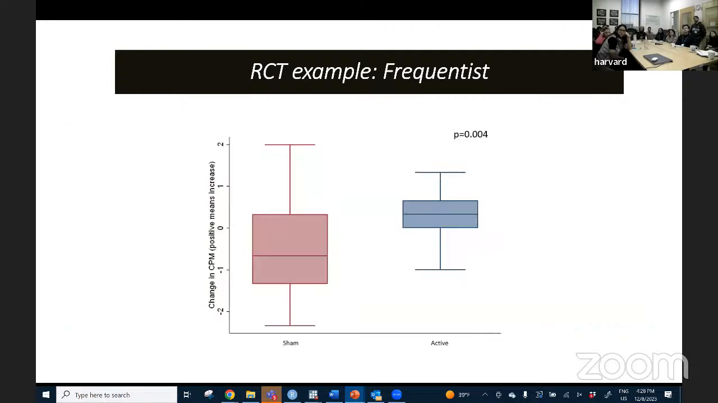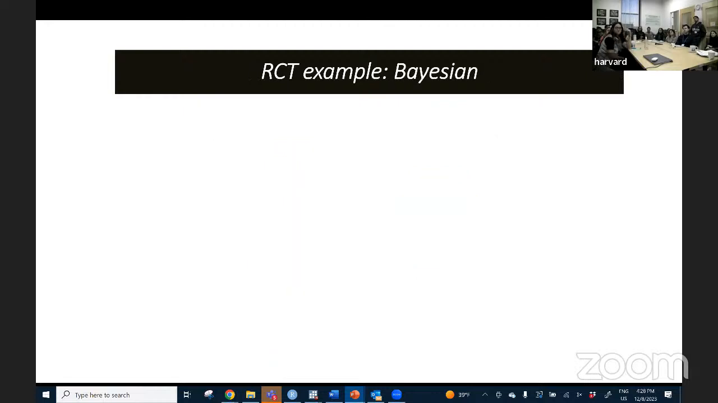And this is the graphical example of the differences, right? You have the sham. These are the deltas of CPM. You compare the sham versus the active, and then you compare the two distributions and you get a p-value. In this case, it's different because it's unadjusted. That's why 0.04. Okay, so any question about this frequentist approach? It's just a classic treatment effect regression. Okay, perfect. So now what would be the same analysis but in the Bayesian framework?